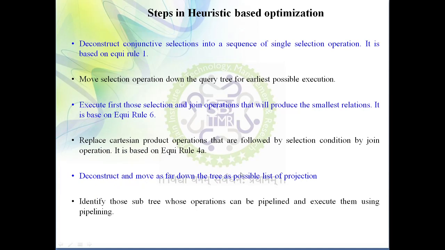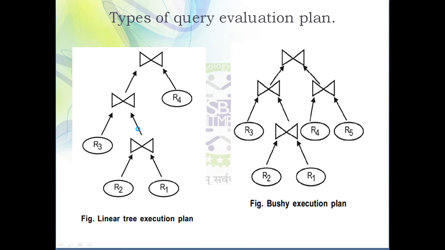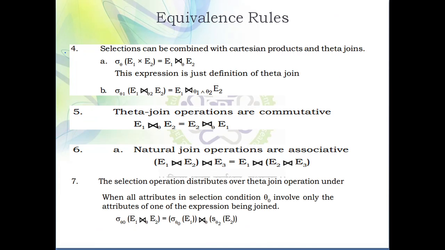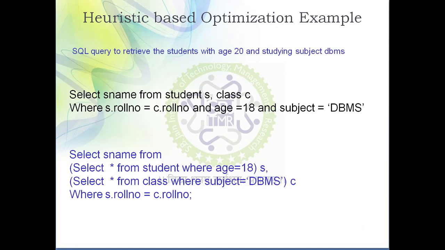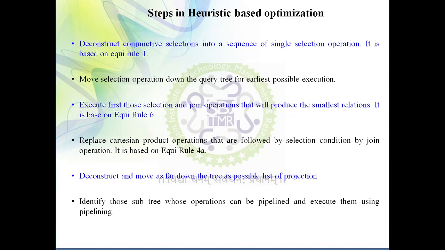Then the next one, execute first those selection and join operation that will produce the smallest relation. We have seen that we perform the selection operation which generates fewer rows, and this is based on equivalence rule 6. So again we'll see what rule 6 says. Rule number 6: natural join operations are associative. So the thing is very simple. You need to perform that selection and join operation that will produce the smallest relation, because if it produces fewer rows, then its cost is optimized.